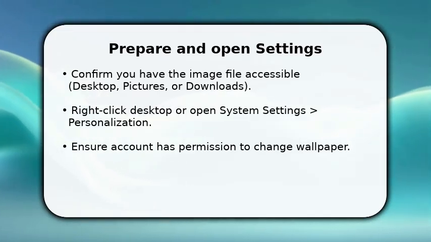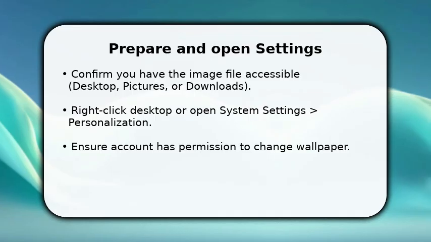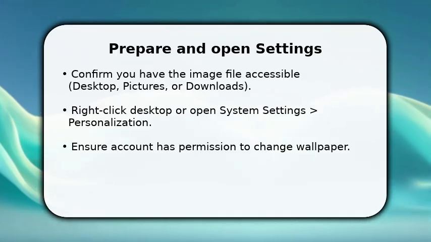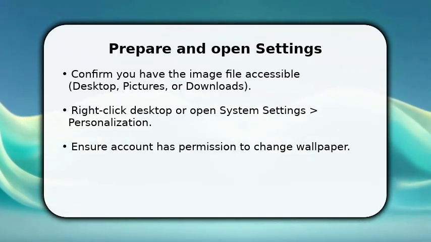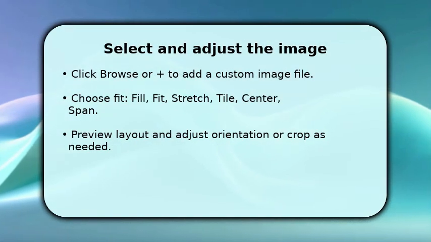Make sure the image file is in an accessible folder and not blocked by permissions. If it's in cloud storage, download a local copy so the system can apply it immediately. Now add the file, click Browse Windows or the plus button macOS and select your image.